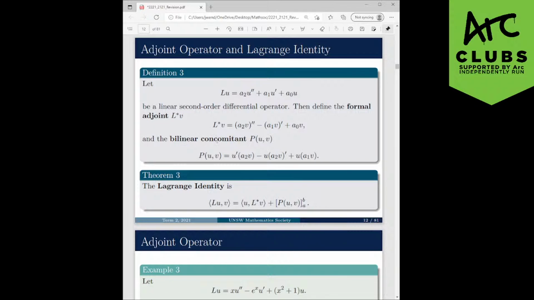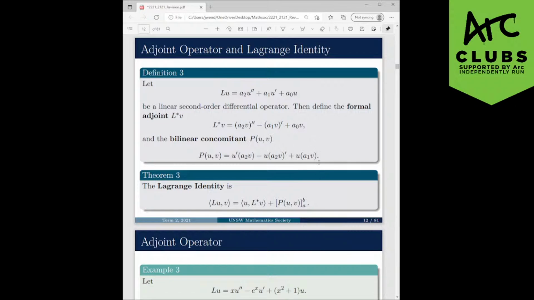We also define the bilinear concomitant P of UV, which is equal to this. Just look at these two, memorize them, or, such as the joys of lockdown, have your open book open somewhere. These are just the definitions of the formal adjoint and bilinear concomitant, and you just got to memorize them.